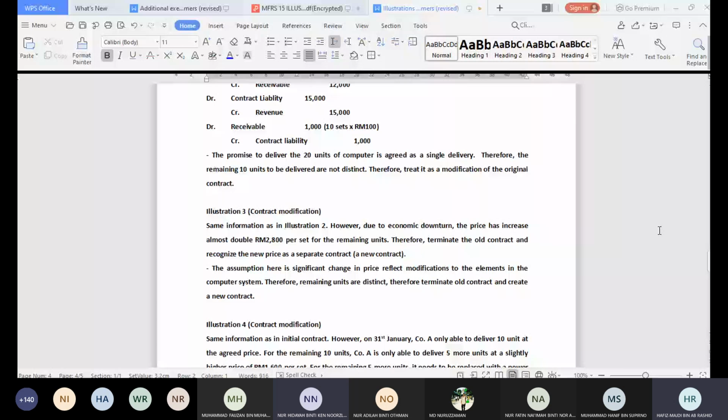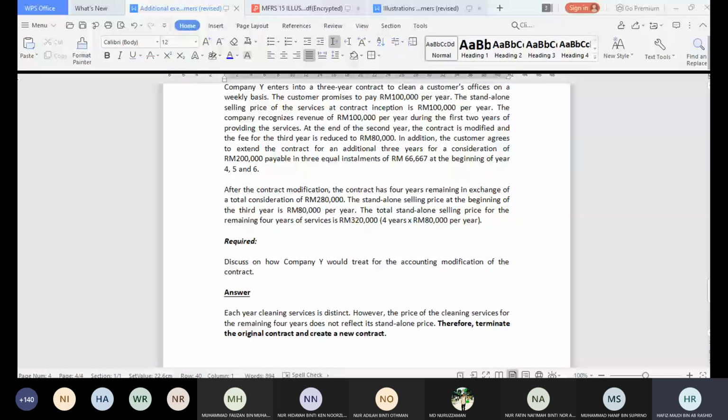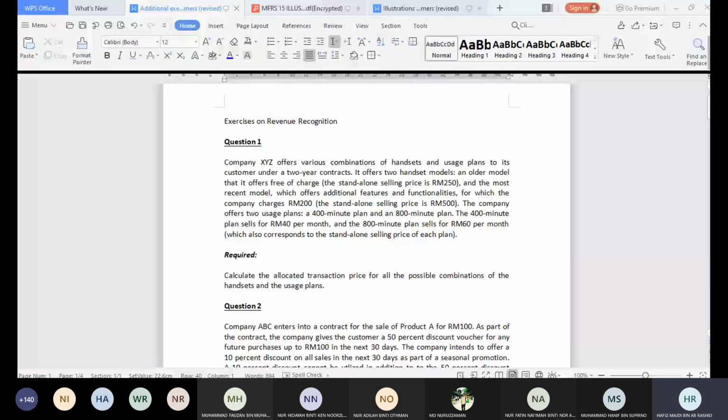Okay, I think this is the most important part. I think I also give you the first two questions, which are basically calculations, calculations in allocating the price. The first question is about a combination of services between a handset and a usage plan. So how do you allocate between the two? The second is about a discount.